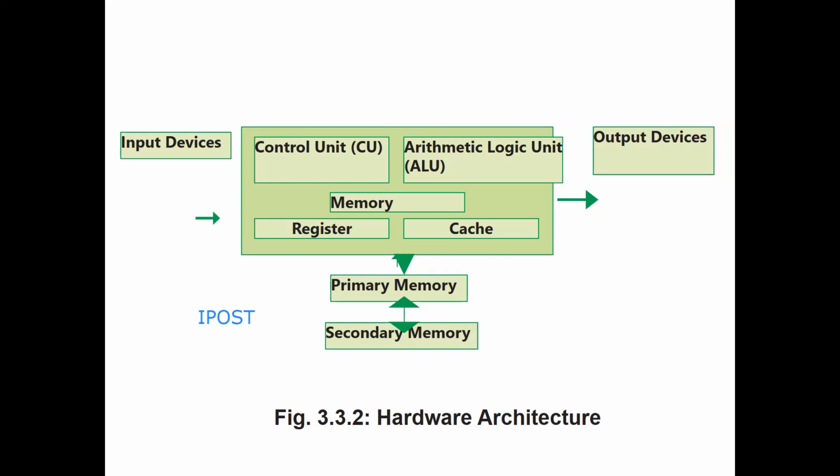So basically, we have two kinds of software, namely system software and application software. System software is meant for operating the IPOST, that is input, process, output, storage, and transmission devices, namely the hardware devices.